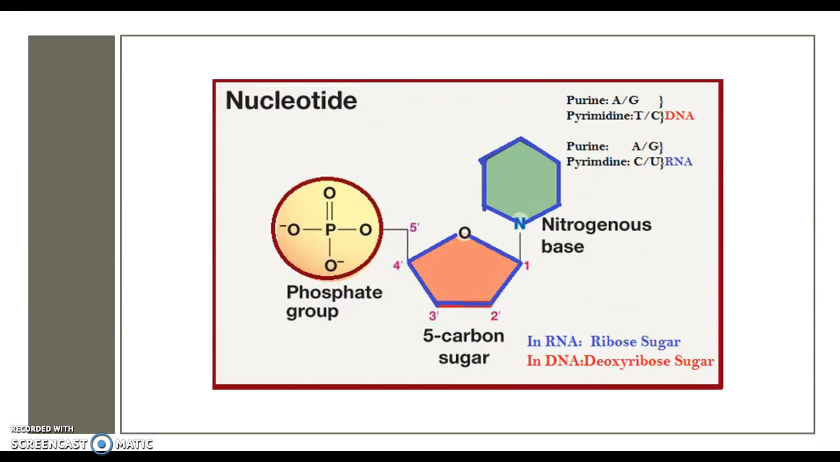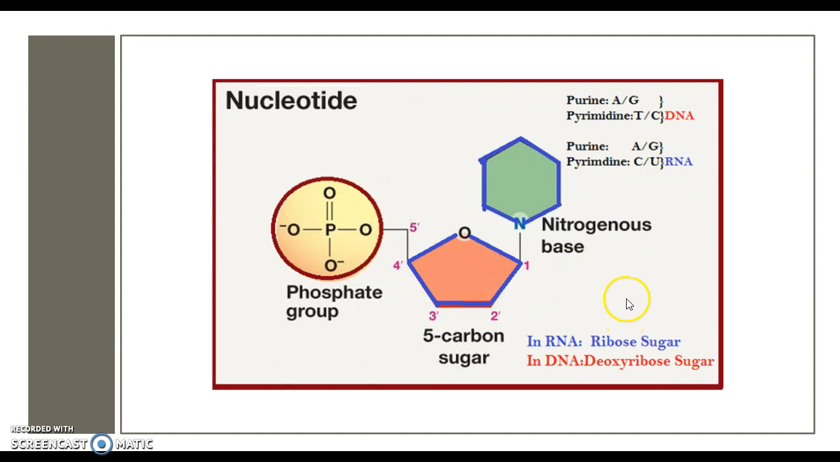Okay. The nitrogenous bases, or I should say the nucleotides themselves, are composed of 3 parts. There is a phosphate group, a 5-carbon sugar, and a nitrogenous base. Okay, and we talked about the nitrogenous bases. In DNA, they are adenine, guanine, thymine, and cytosine. And you can see here, purines are adenine and guanine, pyrimidines are thymine and cytosine. And the 5-carbon sugar in DNA is deoxyribose.